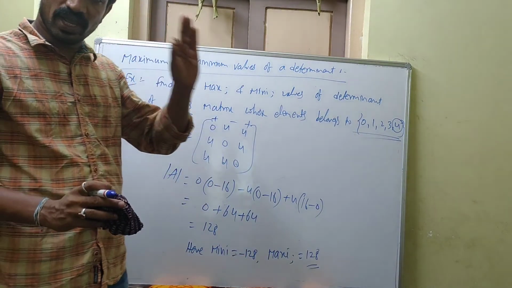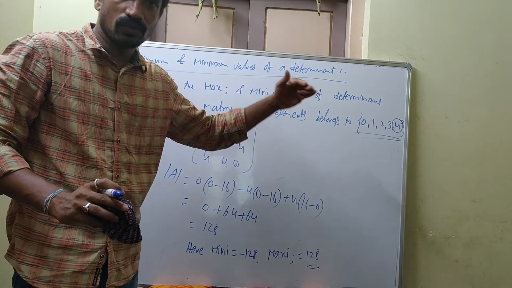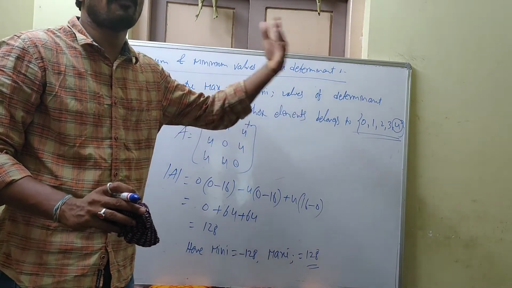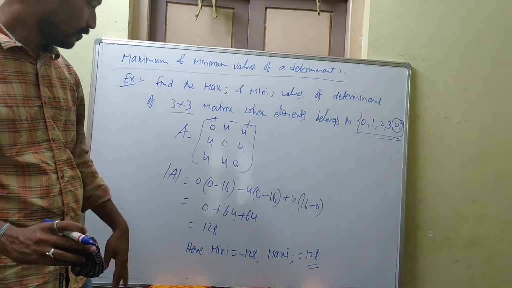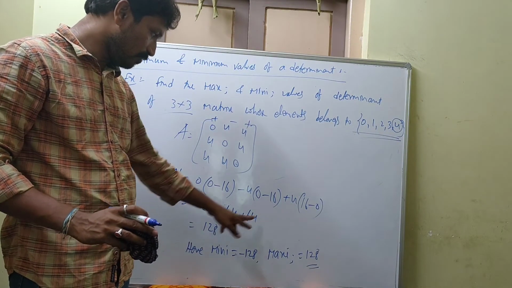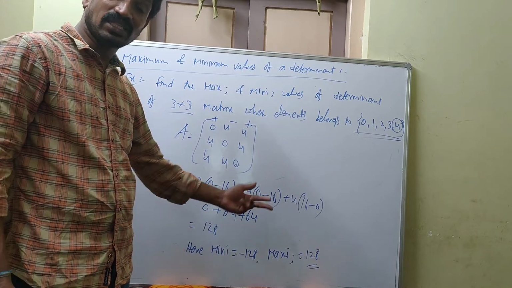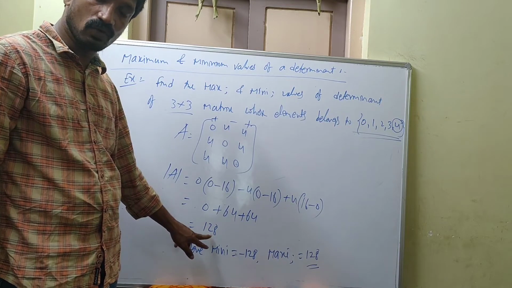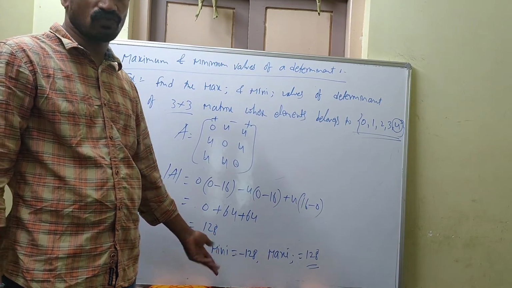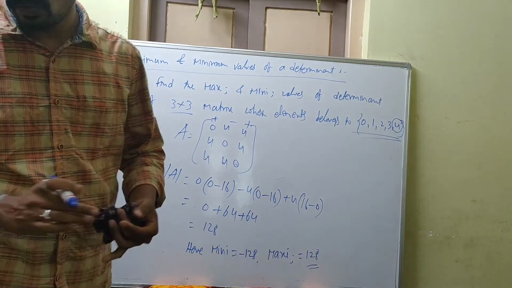Whatever problem they give, if you get the positive, that itself is maximum. If you get the negative, that itself is minimum. So the opposite sign you take, that will be the remaining value. Okay. So suppose if you get minus 30 here, directly that is the minimum value, plus 30 will be the maximum value. If you get minus 128, that will be the minimum value, and plus 128 becomes the maximum value. Okay. This is the way to find out maximum and minimum values.